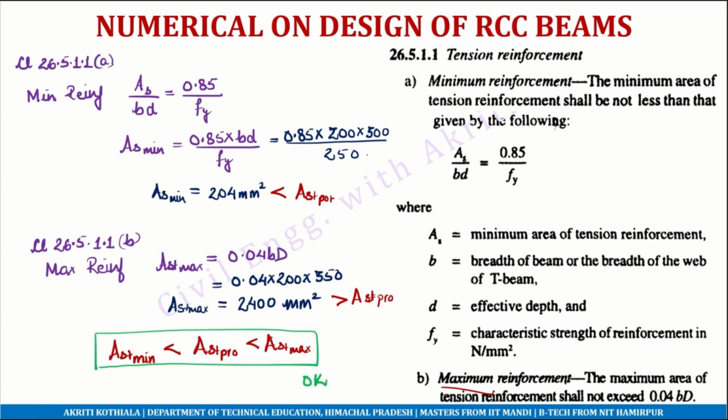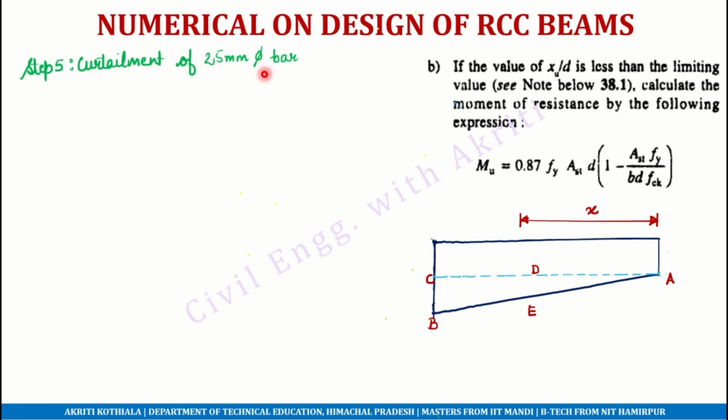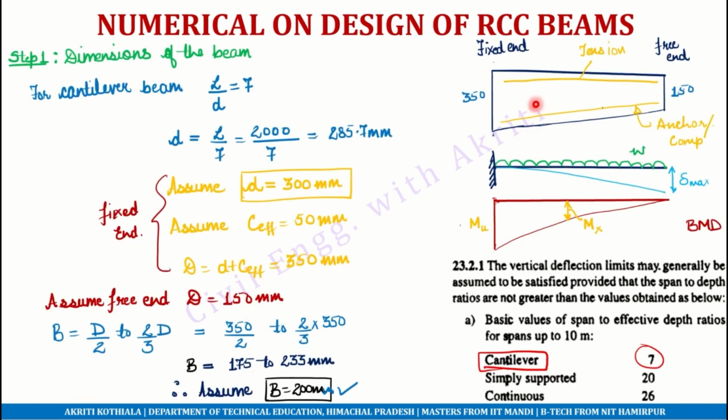Hence, this is okay. Curtailment of the 25 mm diameter bar. In this particular question, it is not explicitly mentioned that we have to curtail any bars, but in a question on a cantilever, the examiner generally expects us to curtail the excess bars. Why is curtailment required? If we look at this figure, we can see that the bending moment value keeps on reducing as we move towards the free end. So curtailment simply means to cut off a bar.